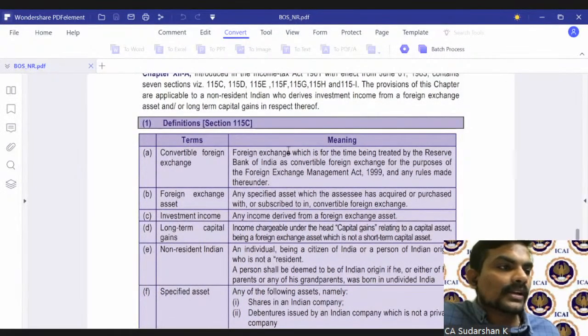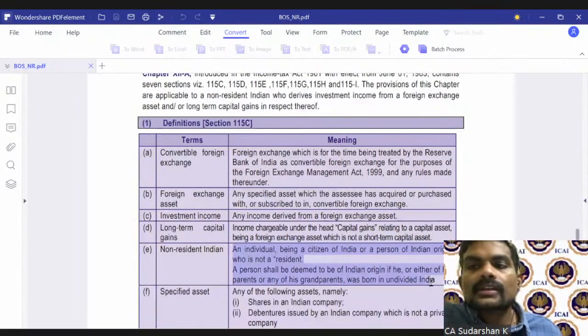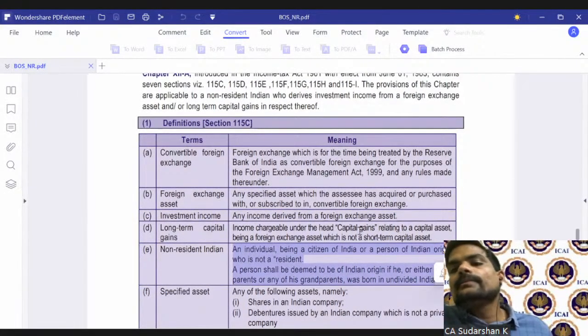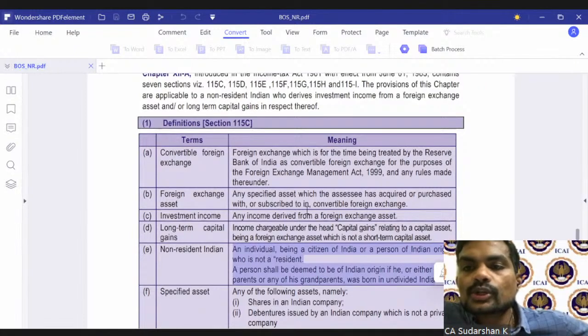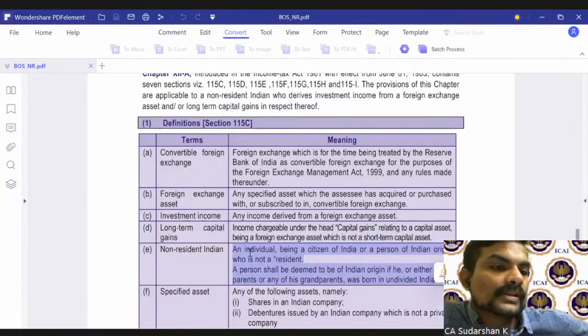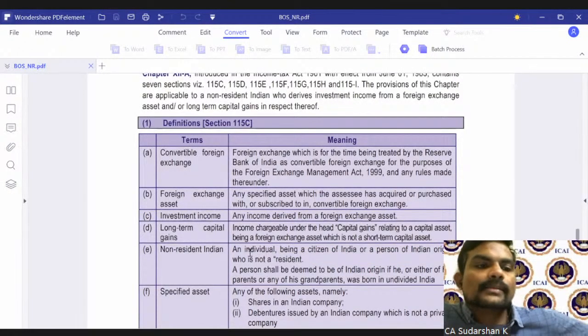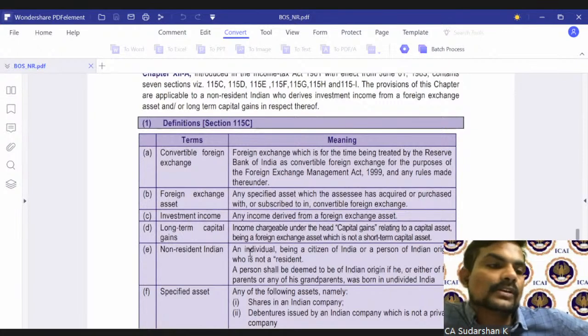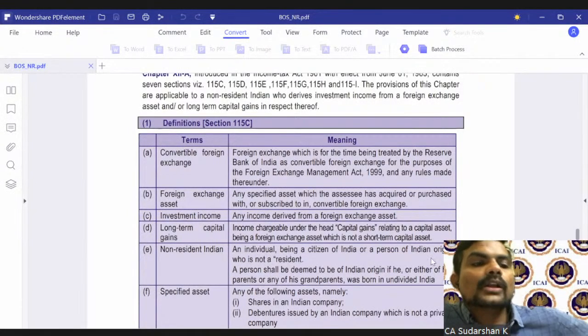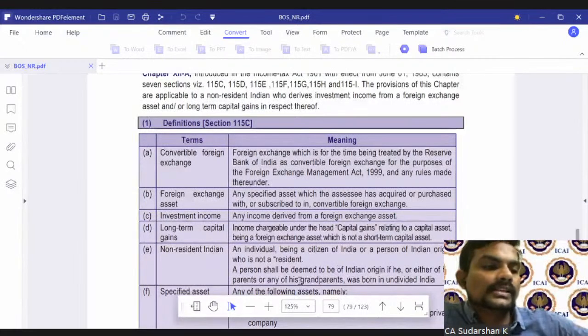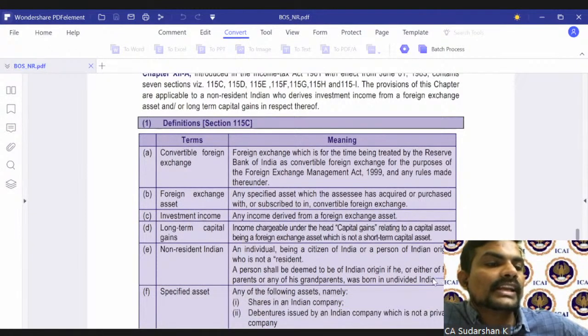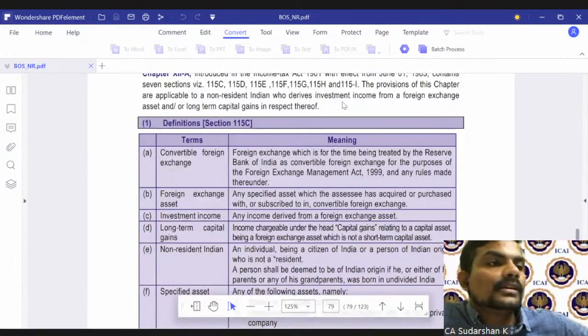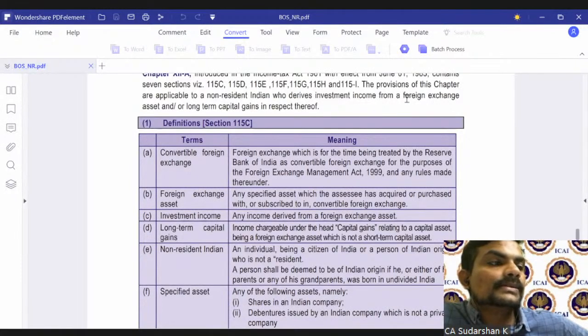Now, let's look at it one by one. Who is a non-resident Indian? A non-resident Indian, NRI, is basically a citizen of India or a person of Indian origin, who should not be a resident. When you are a person of Indian origin, it doesn't matter whether you are a citizen of India or not. You should be either a citizen of India or a person of Indian origin who is not a resident. You all know who a person of Indian origin is, so I'm not going to get into it. So this chapter is exclusively for the NRIs. Now, it covers investment income and long-term capital gains from a foreign exchange asset.